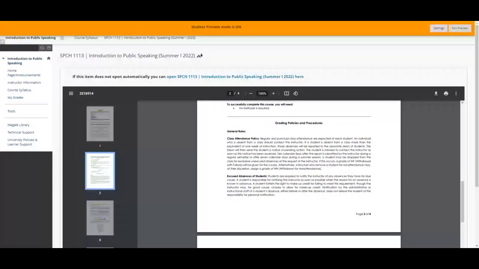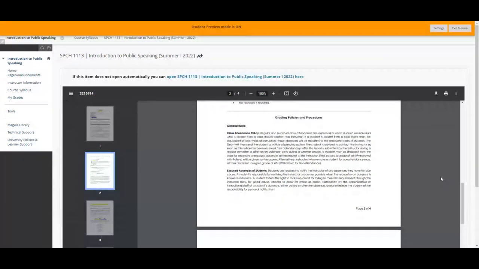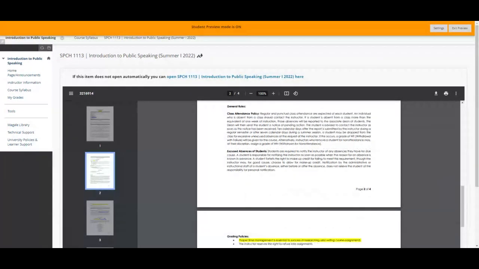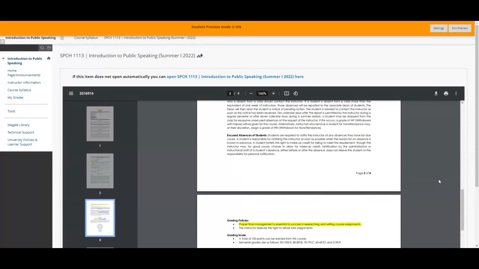That followed by grading policies and procedures with the class attendance policy and excused absences of students. I should mention, I can check in Blackboard when everyone is accessing the course because that's going to be part of your class participation grade. Please make certain that you are accessing Blackboard on a regular basis to watch the videos because that is going to be 10 points out of the 100 for the course.